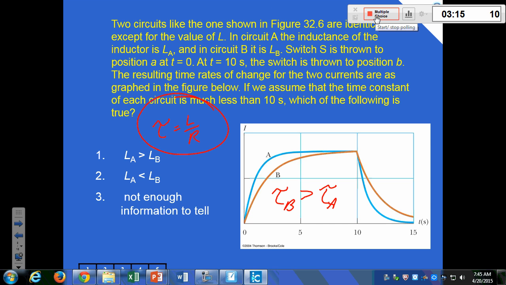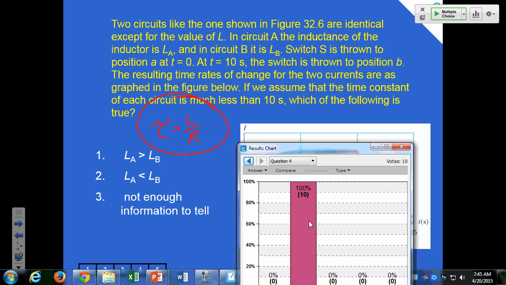I'm going to stop here. And don't choose A. Don't listen to him. All right, B is the right answer.